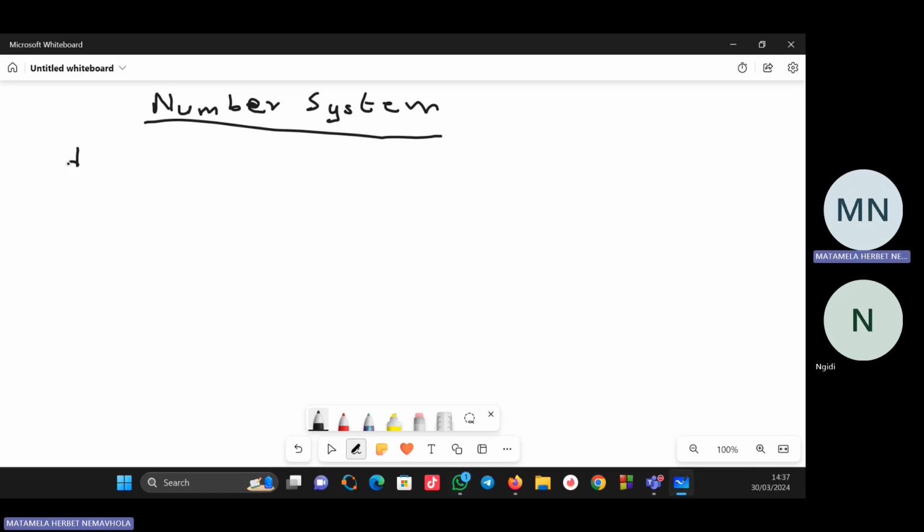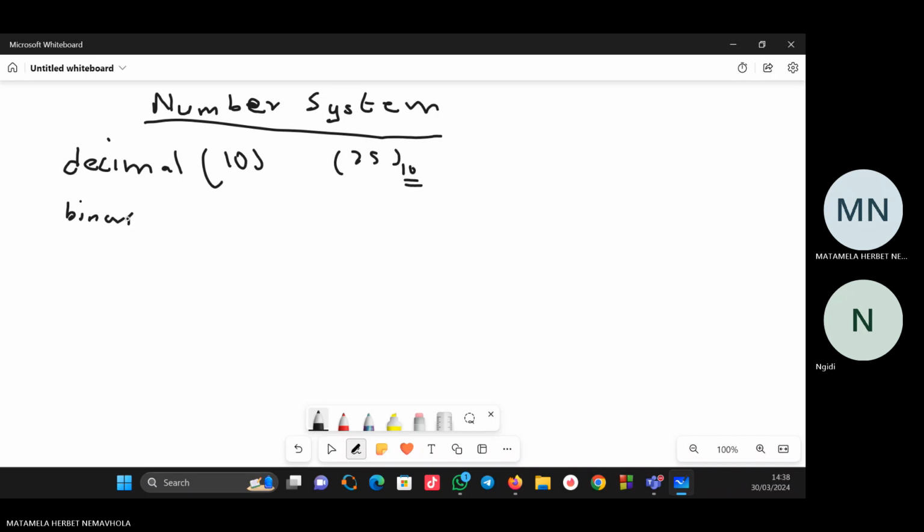We are going to work with decimal. Decimal is base 10. When you write a number, you can have something like 25 with a 10 subscript. When you see this 10 there, you must remember that it is representing decimal. Then there is binary. Binary is made out of 2. It's represented by zeros and ones only, so you might find 0, 1, 1, 0.